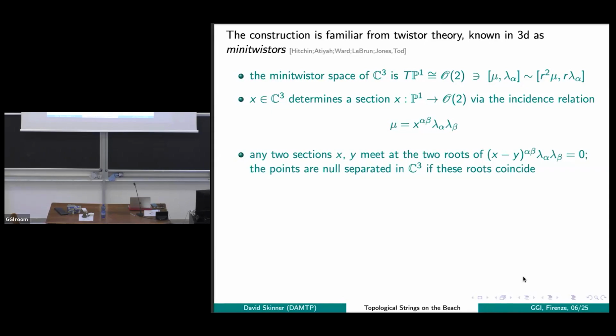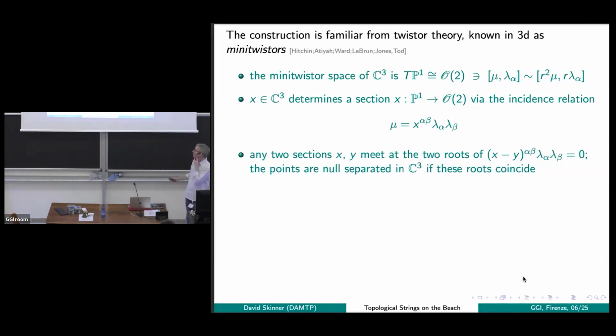And how is this related to space-time? So if you give me a point in C3, then that will determine a section of O(2), a section of the Riemann sphere, by an incidence relation, which in 3 dimensions looks like this. So again, what this is saying is if you've given me x, a point in C3, and you've given me your lambda, so you tell me where you are on the Riemann sphere, I'll tell you what value of mu you've got. And so I'm giving you this section. This is an embedding of the Riemann sphere inside the total space of O(2).